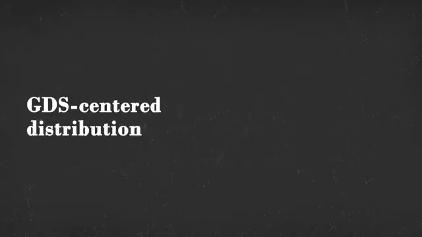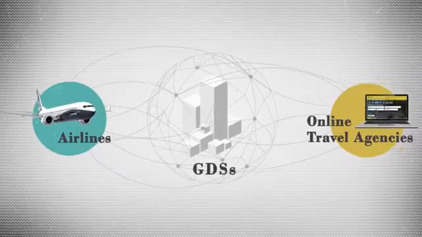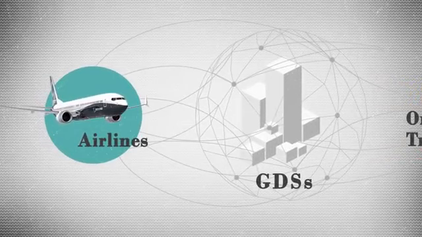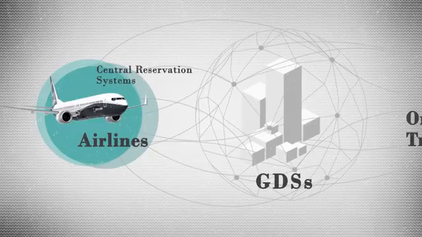So, how exactly does GDS center distribution work? GDSs are normally connected directly to the heart of airline sales technologies, Central Reservation Systems, or CRSs. A CRS is a software program that manages seat reservations on the airline side once a GDS requests a seat.